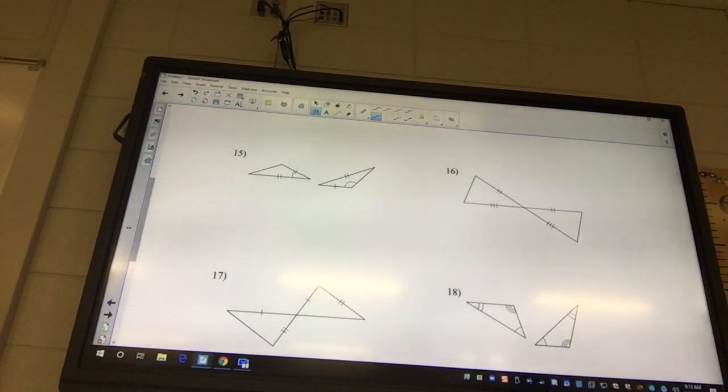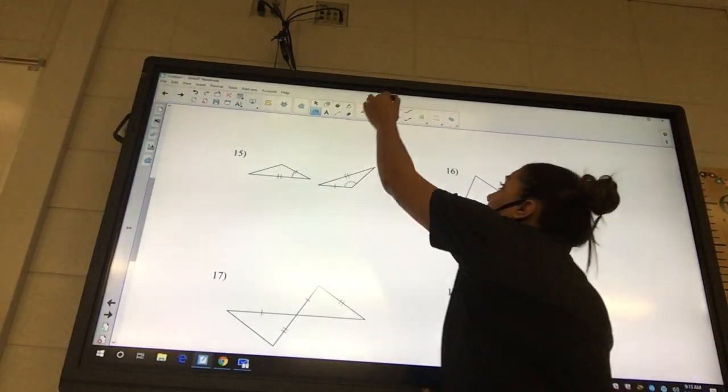Okay, look at 15, what's marked? The angles inside. So we got 1 set of angles and 2 sets of sides. Okay, can we mark anything else? No. Why? There's nothing there. Yeah, the 2 triangles are not touching, and so if the 2 triangles are not touching, you can't mark anything else. Okay, anytime there's triangles touching, you can definitely mark something else.